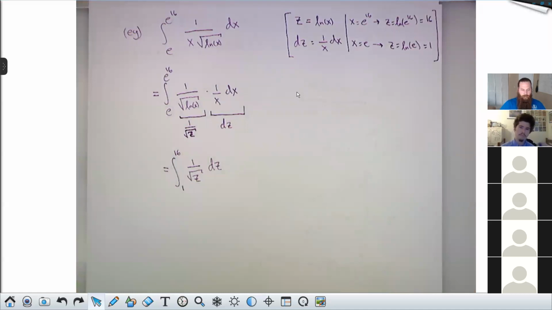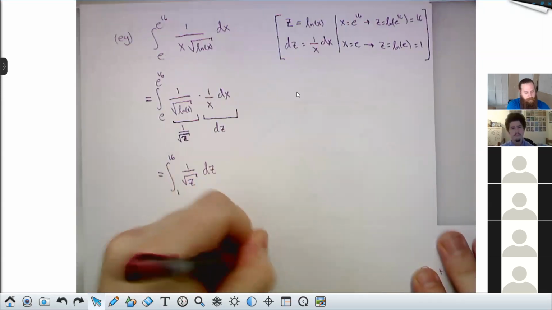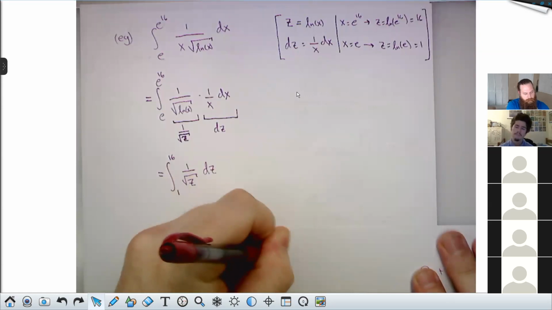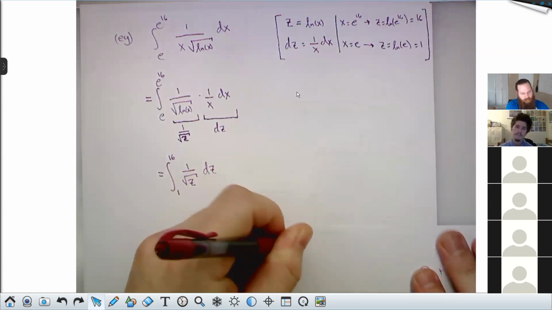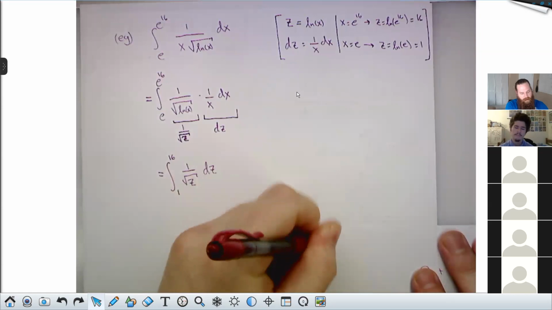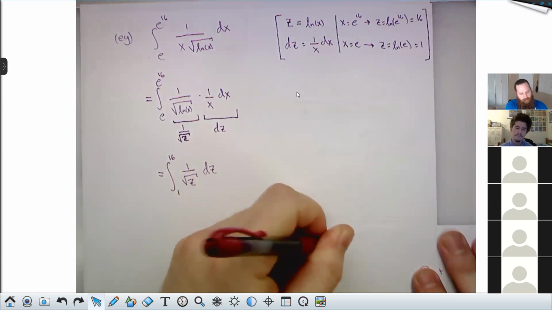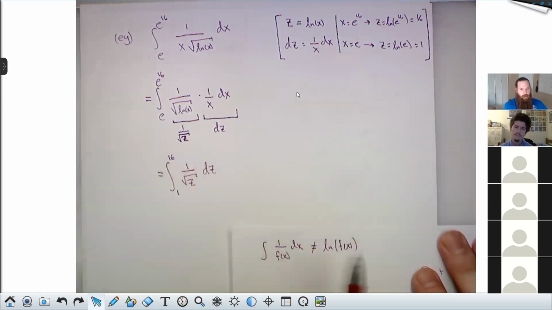Natural log of square root of z. I'm actually glad you said that. It's not quite correct, and it's a common myth. The integral of 1 over f of x dx is in general not the natural log of f of x. This only works for 1 over x.